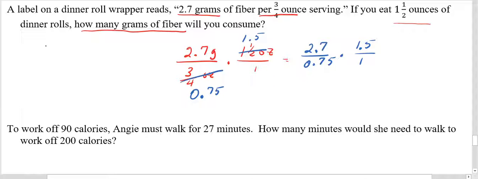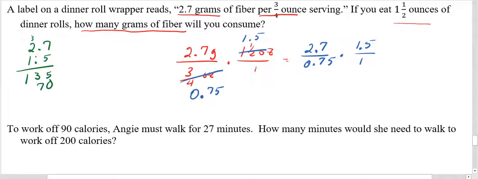So I'm going to multiply straight across, and I'm going to do 2.7 times 1.5. 5 times 7 is 35. 5 times 2 is 10, and 3 is 13. Put my placeholder down for that one.